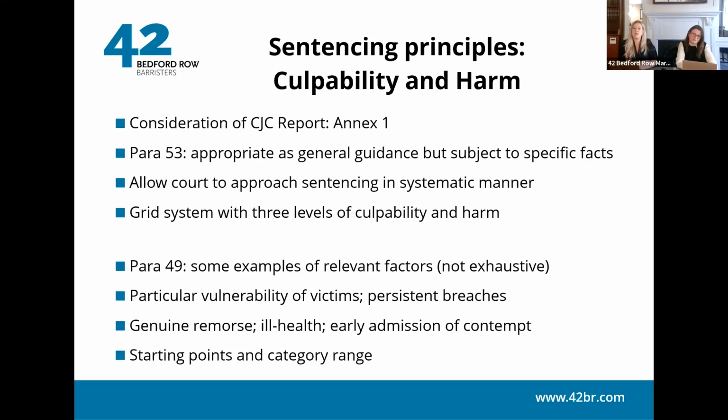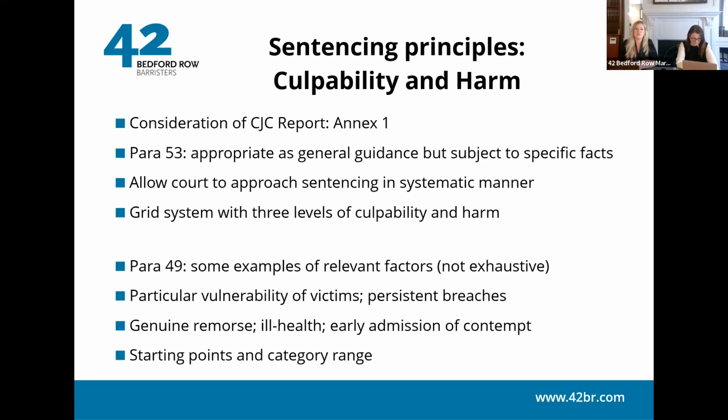Moving on to culpability and harm, which was again considered by the Court of Appeal. And in particular, this was looking at the Civil Justice Council's report at Annex 1 from their July 2020 report. What's clear from the Court of Appeal decision is that this doesn't automatically apply, but it's helpful guidance, and certainly was considered to be more helpful than the 2018 Sentencing Council guidance on criminal behaviour orders.